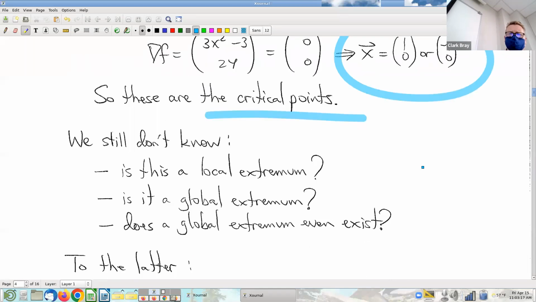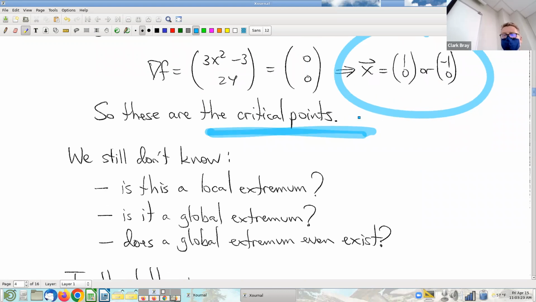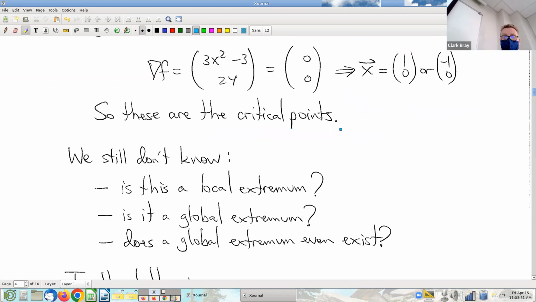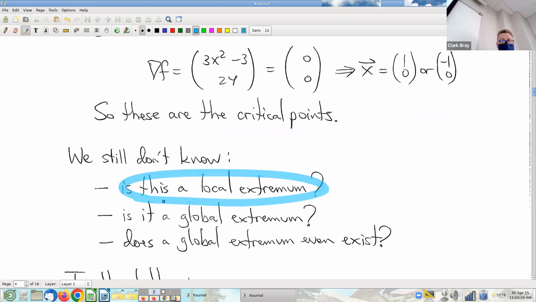Real quick, let me point out that again, we found critical points, but don't over conclude. A lot of people will look at these and say, okay, well, one of these must be the max and one of them must be the min. False. Just not true at all. We don't have any idea if any of these are maxes or mins. They could both be saddles as far as we know. There are a lot of different weird surfaces out there, right?